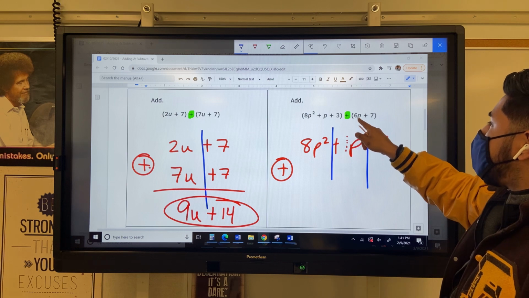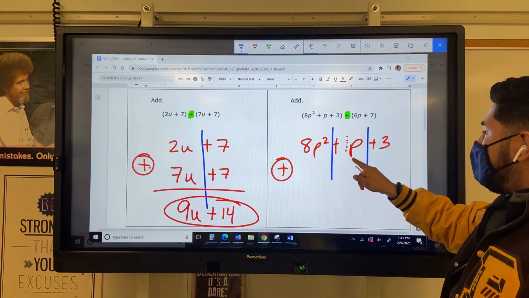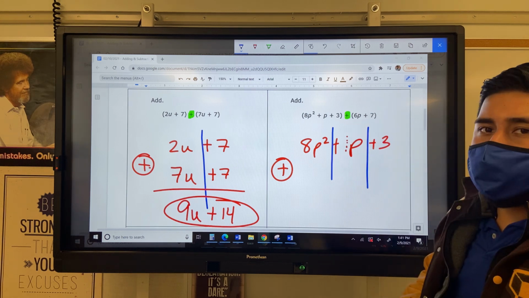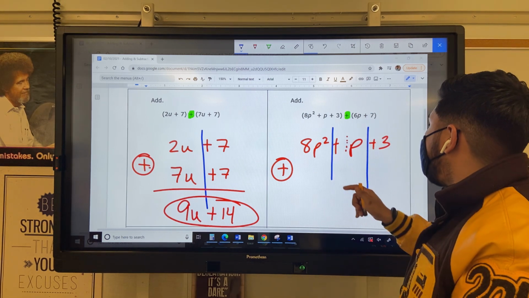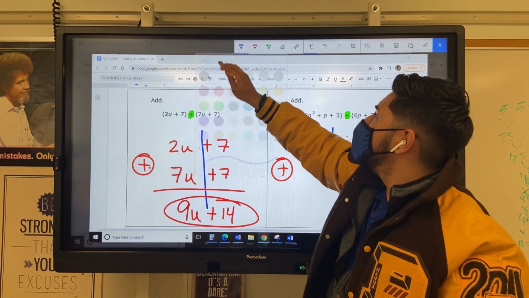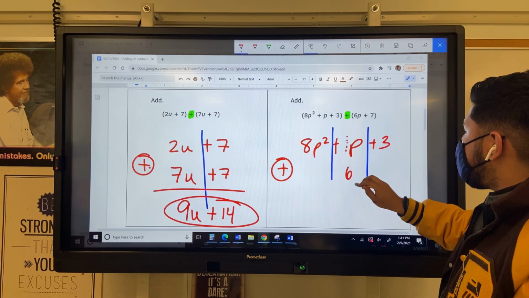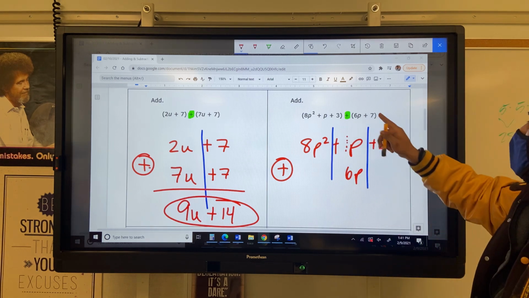Where does 6p go? Does it go with the p squared? The P or the 3? Well, 6P is just a P by itself, so I need to make sure I put the correct number with the 1P. So I'm going to put 6P. Where does this plus 7 go?